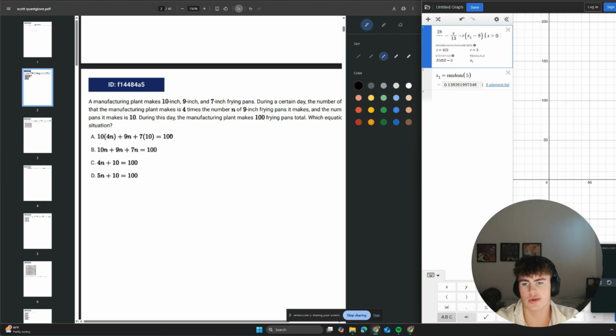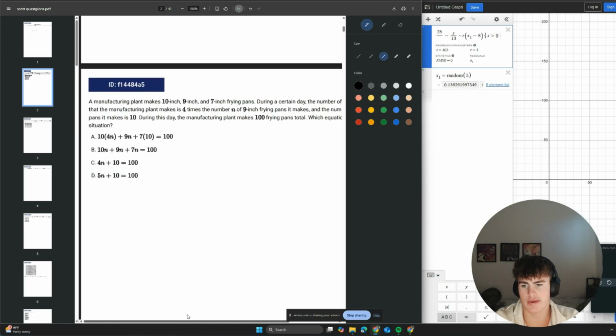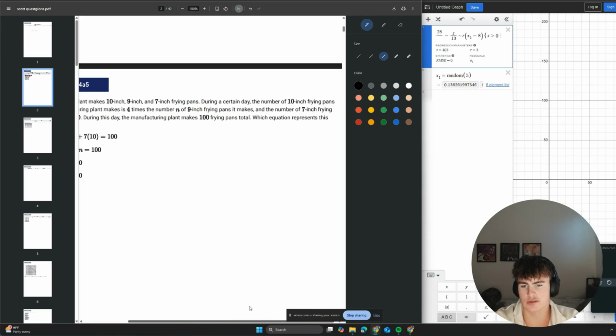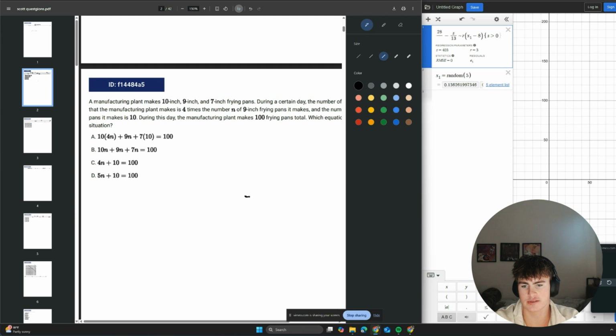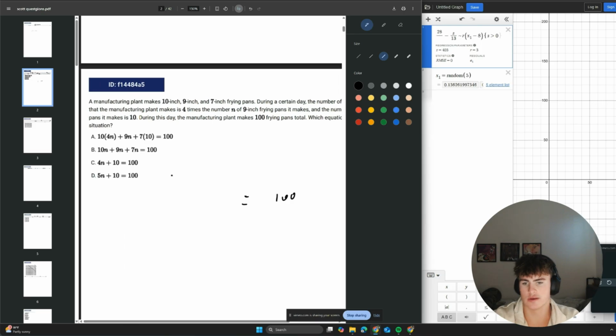A manufacturing plant makes 10-inch, 9-inch, and 7-inch frying pans. During a certain day, the number of 10-inch frying pans that the manufacturing plant makes is 4 times the number n of 9-inch frying pans it makes. And the number of 7-inch frying pans is 10. It makes 100 total. Which equation represents this? So it'll be something equals 100. And then your 7-inch frying pans is 10. So it'll just be plus 10 at the end.